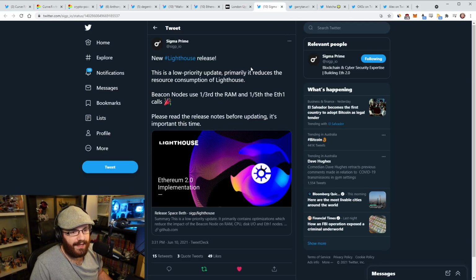So just a quick update here from Sigma Prime. They have a new Lighthouse release. If you're staking on ETH2 with Lighthouse, definitely upgrade your nodes, because the Lighthouse beacon node now uses only 1/3 of the RAM of the previous version and 1/5 of the ETH1 calls. So some massive efficiency improvements here, which is really awesome to see. If you are running Lighthouse, definitely go check this out. It'll be linked in the YouTube description, of course.